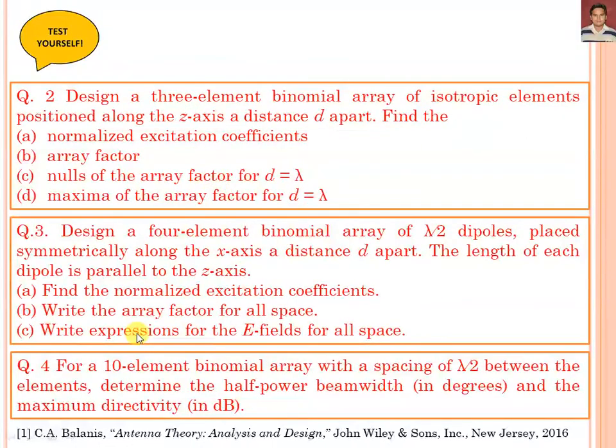These three problems are to test yourself on how to design a binomial array, their excitation coefficients, and for different lengths, as well as the expression of the electric field. And question 4 is especially to calculate the half power beamwidth as well as the maximum directivity. By considering the design procedure, you can calculate the half power beamwidth as well as the maximum directivity.